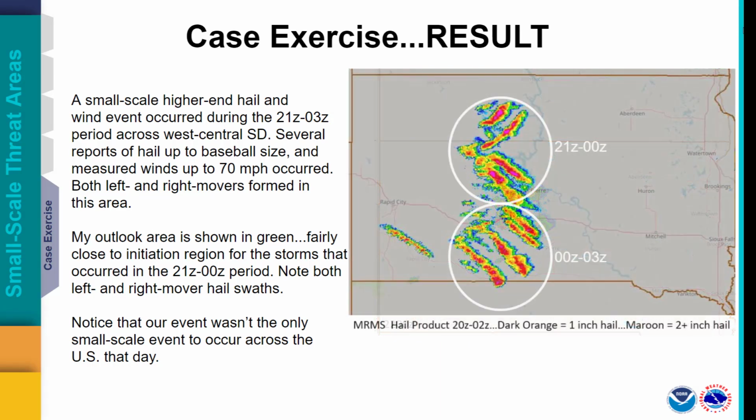Here is the MRMS hail swath display for the full event. Our focus was the northern storm cluster that occurred between 21Z and 0Z. You can see both left and right mover hail swaths with hail sizes up to 2 inches or greater. The green area is my approximate outlook area that did fairly well in highlighting the initiation region. Perhaps further observational data could have helped me pinpoint it even better.